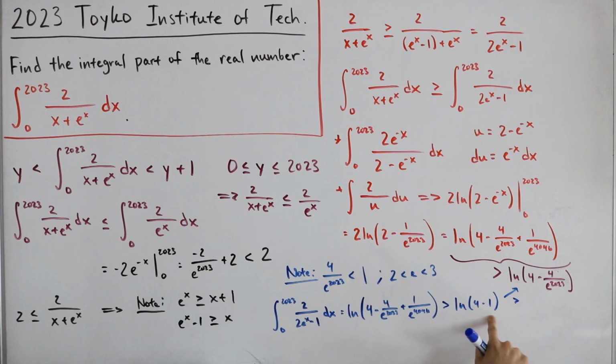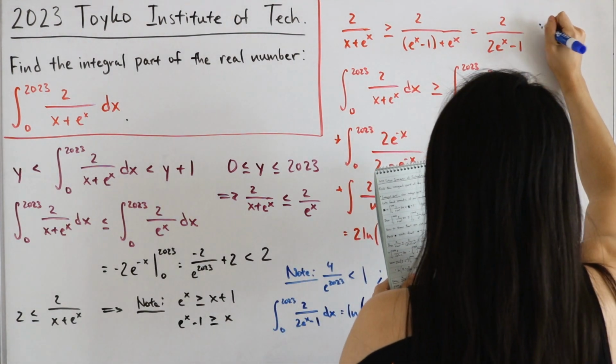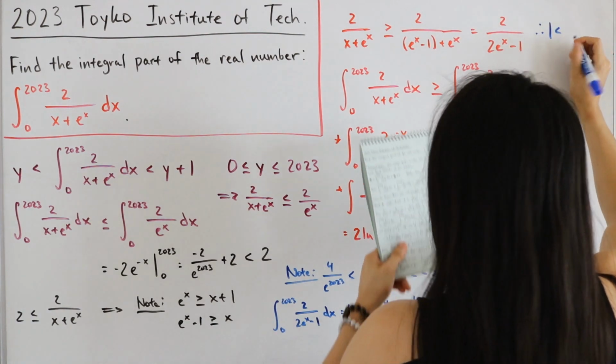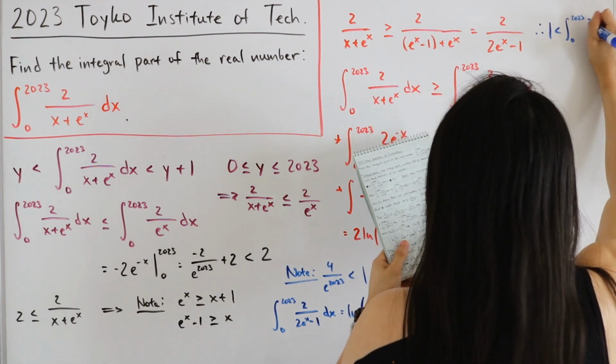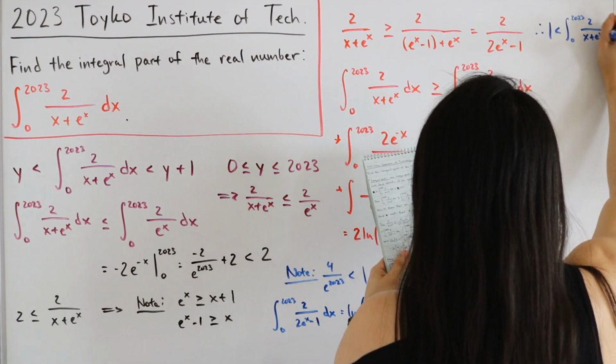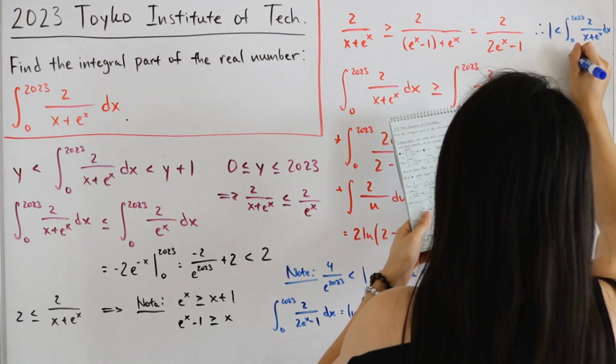So we can actually use this side. So ln of 3, so ln of 4 minus 1. That's what we have. And so over here, I have ln of 3, which I can also bound again, saying this is going to be greater than ln of e, which of course is equal to 1. So to reestablish all this, I'm going to write this over here. Therefore, 1 is strictly less than the integral from 0 to 2023 of 2 divided by x plus e to the power x dx, which is strictly less than 2.